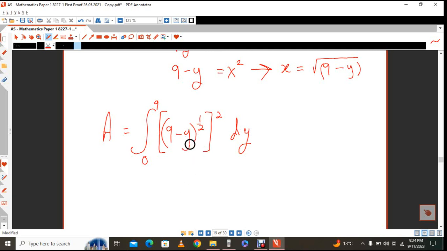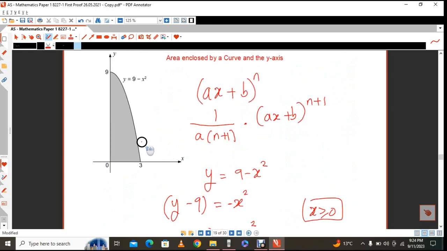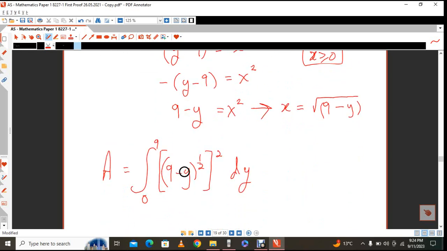Right, now here's the thing, and that is why I brought that rule in, so you can scroll up or you can quickly refer back to that rule that I've indicated. So our a here is this negative 1 that is here.